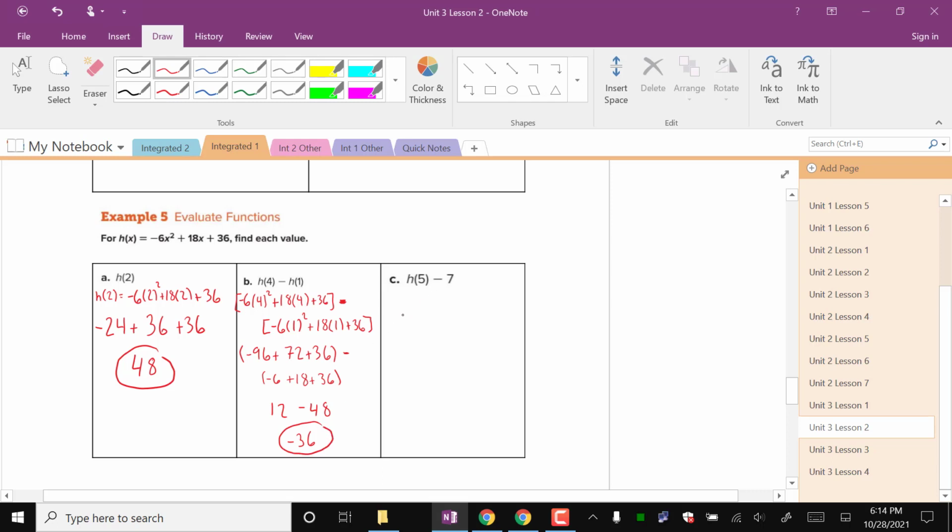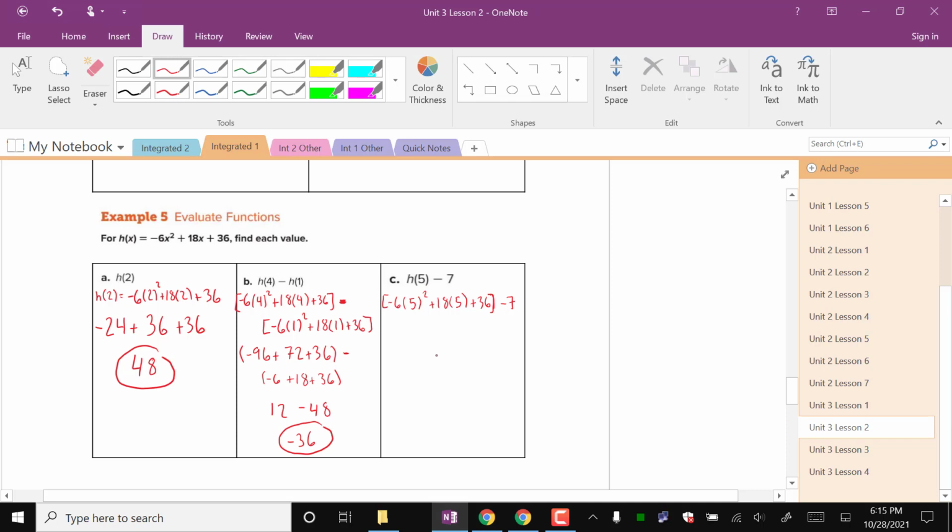Let's take a look at C. For C, we're going to start off with plugging in 5, and then we're going to subtract 7 from it. So this gives me negative 6 times 5 squared plus 18 times 5 plus 36 minus 7. So go ahead and solve that out on your own and see what you get when you come back. Pause the video and solve it out.